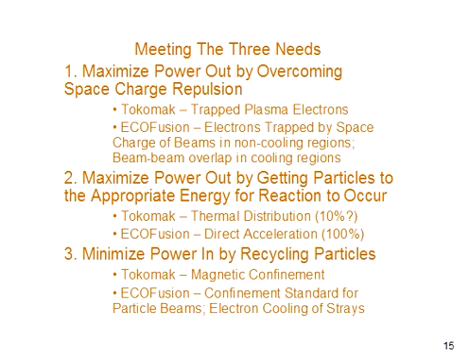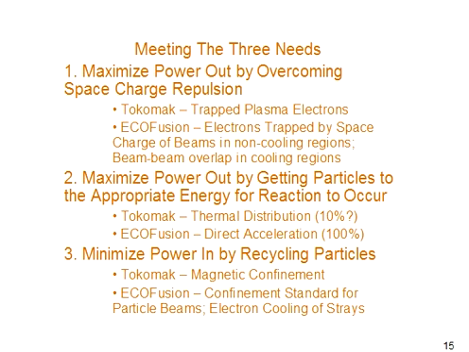Next, we should discuss how the various competing fusion systems meet the three requirements identified earlier for a functioning fusion power source. Our first requirement was to maximize the power output by overcoming the space charge repulsion of the colliding particles. In a tokamak, trapped plasma electrons provide the needed neutralization. In the ECOFusion device, the electrons are trapped by the space charge of the beams in the non-cooling regions, and there's a beam-beam overlap between the electron beam and the ion beam in the cooling regions. In each case, electrons are present to neutralize the ion space charge.